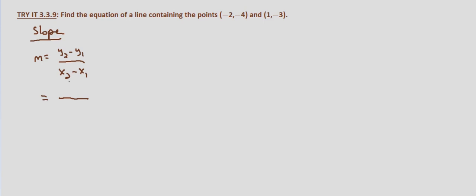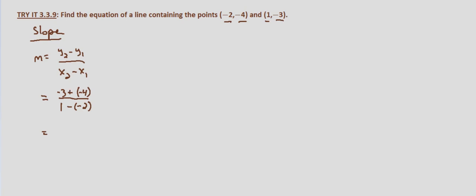So this is -3 minus -4. -3 comes from here, -4 from the other point, over 1 minus -2. So that equals -3 minus -4.